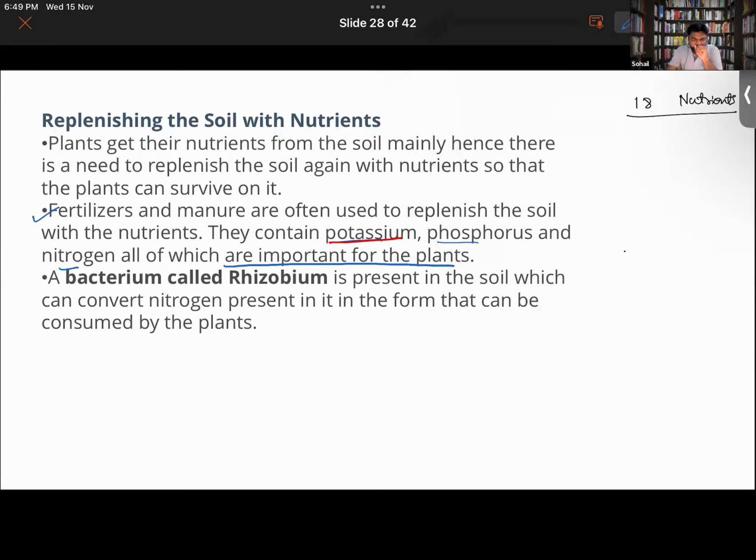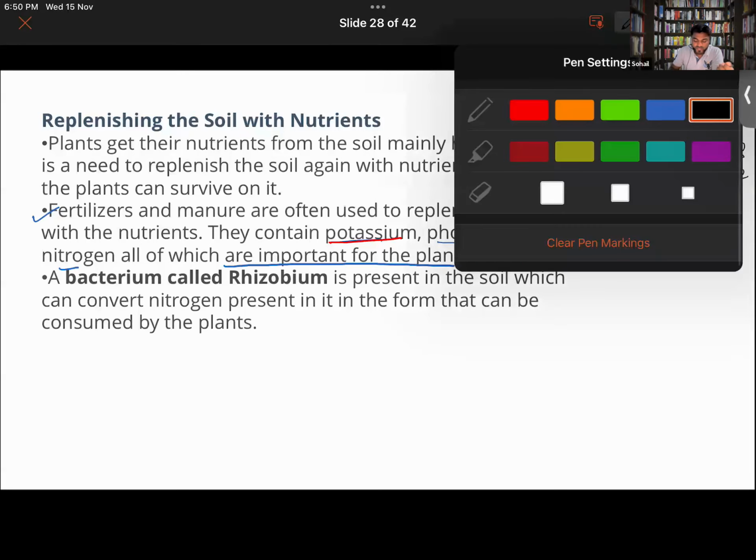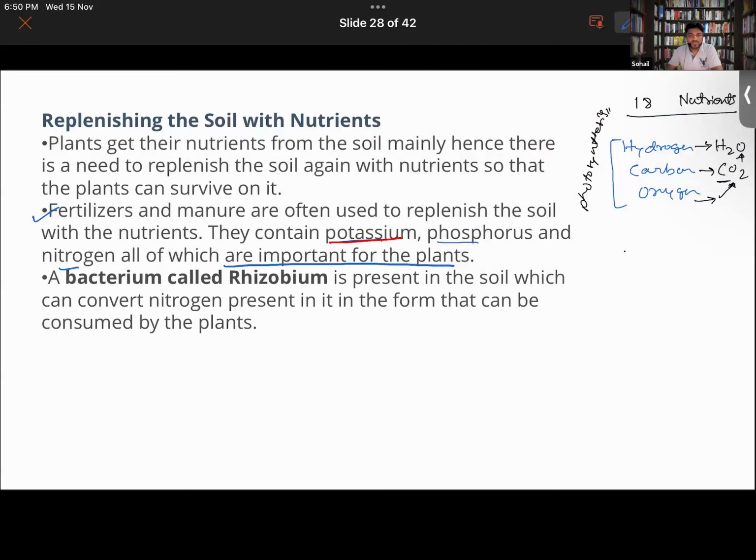Okay, right? So nutrients like hydrogen, carbon, oxygen, these are obtained from the atmosphere, through the process of photosynthesis. Hydrogen from water will be taken up. Carbon from CO2 will be taken up. Oxygen will again be taken up from carbon dioxide, and from water as well the plant will get oxygen, because water and carbon dioxide also contain oxygen.